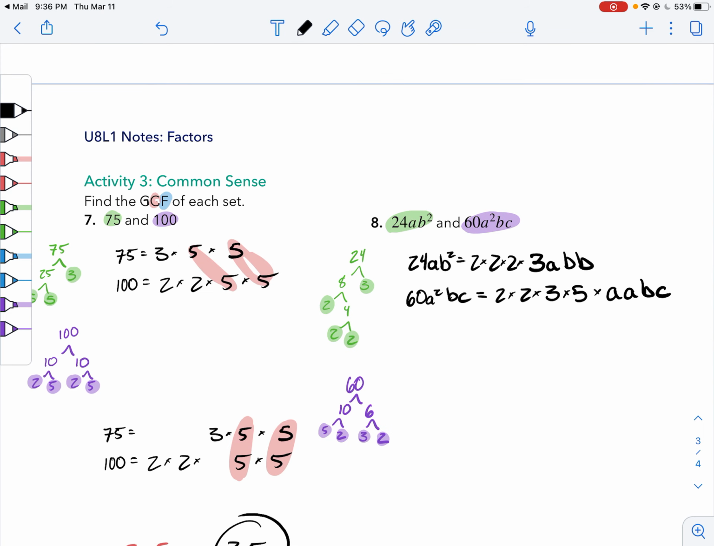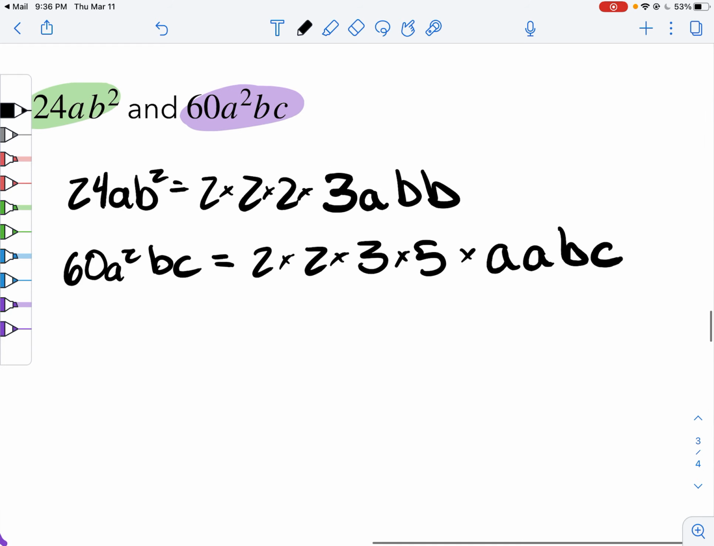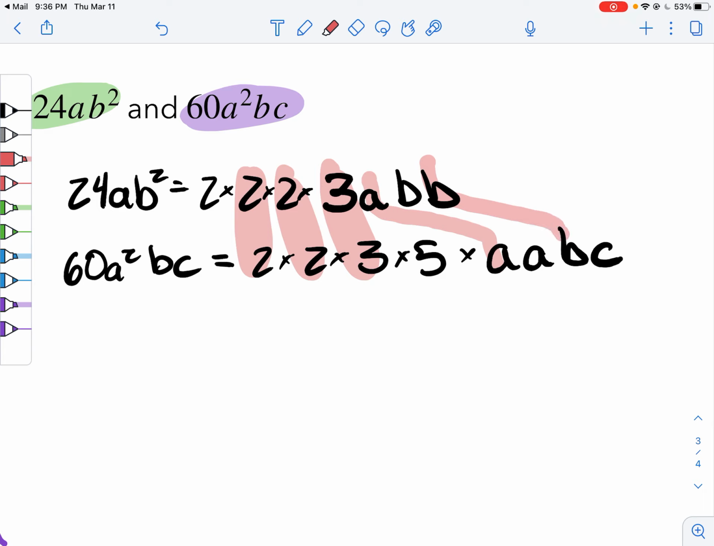Now let's find what they have in common. If you want to align them, that's fine. If you want to just reach out and say, hey, look, they have 2 2's in common. They have a 3 in common. They have an A in common. They have a B in common. And that's it. Okay, cool. So let's put them all together. Their common factors are 2 2's, a 3, an A, and a B.